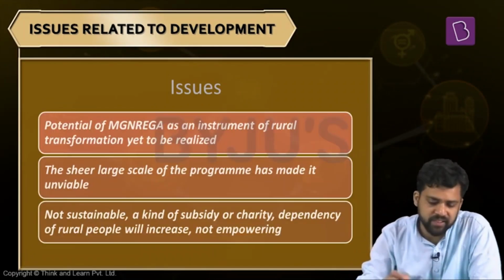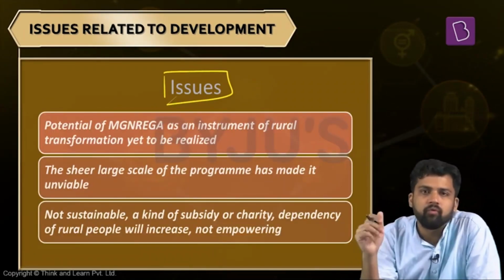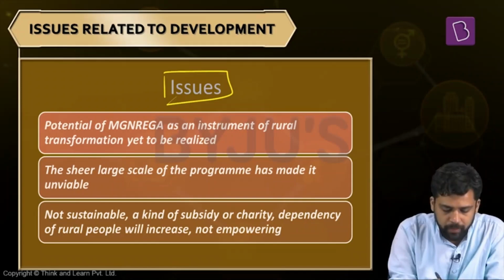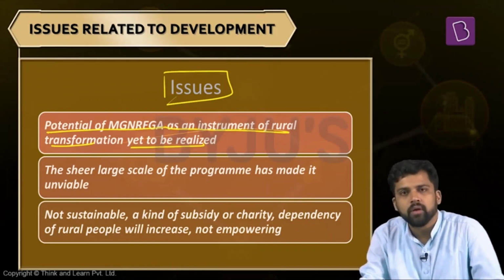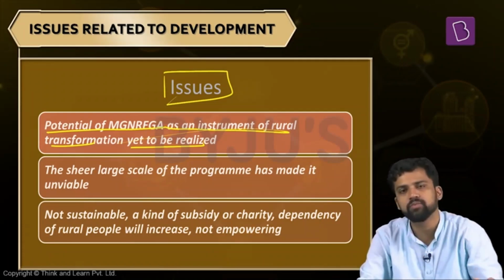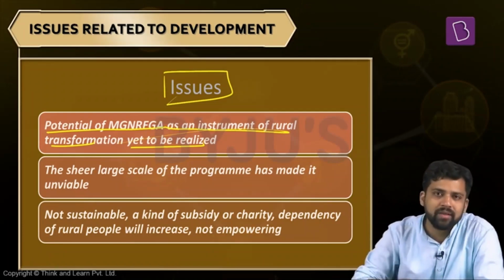But at the same time, NREGA has had some issues. There have been certain criticisms of NREGA. What have been the criticisms? The most important criticism is that the potential of NREGA as an instrument of rural transformation is yet to be realized. NREGA has certain objectives. We saw these objectives. These are the objectives we have to achieve in the future. But these objectives we have not yet achieved.